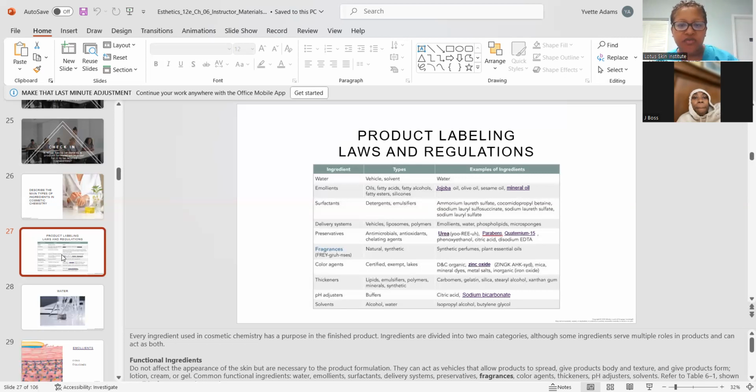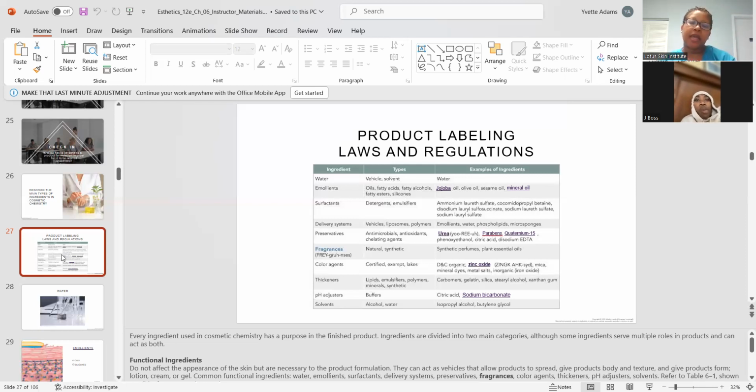Emollients are oils, fatty acids, fatty alcohols, fatty esters, silicones, thicker, heavier types of things like jojoba oil, olive oil, sesame oil, mineral oil, which we don't like putting on our skin too much. But that's something that is a thick or heavier type of fat-soluble ingredient.